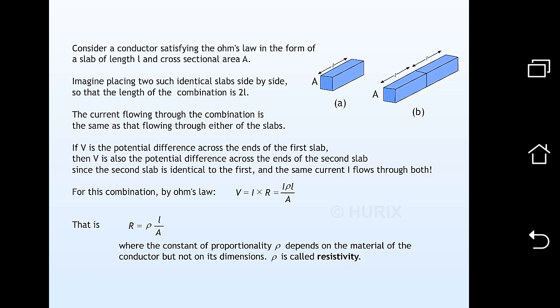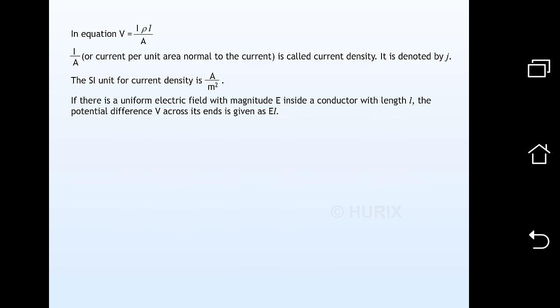Rho is called resistivity. In equation, V equals I rho L by A. I by A, or current per unit area normal to the current, is called current density. It is denoted by J. The SI unit for current density is A by m squared. If there is a uniform electric field with magnitude E inside a conductor with length L, the potential difference V across its ends is given as EL. Substituting V equals EL, we get EL equals J rho L, or E equals J rho.